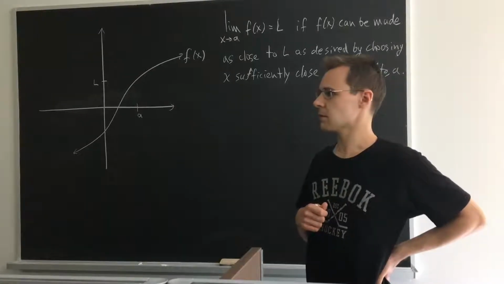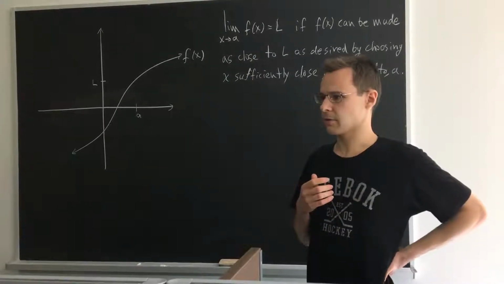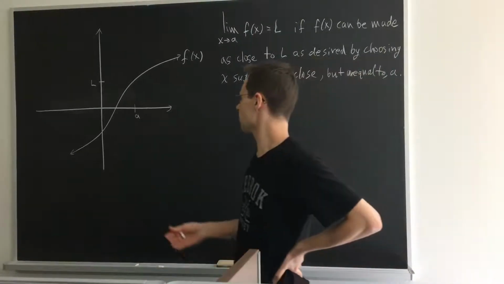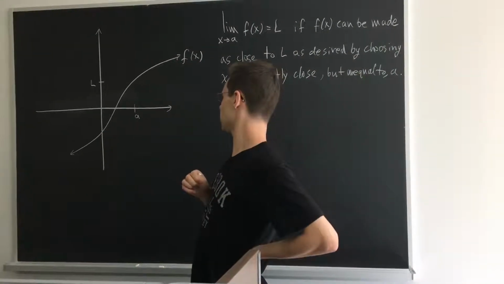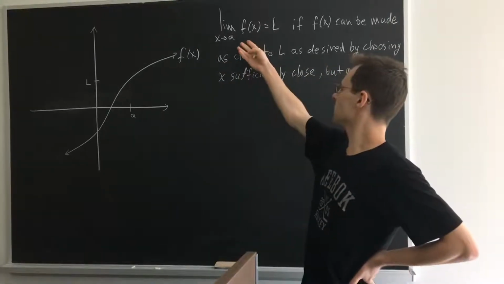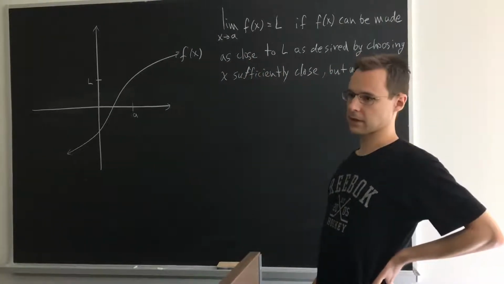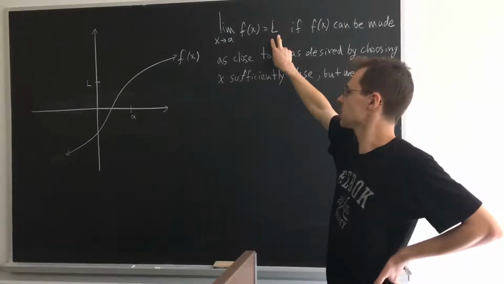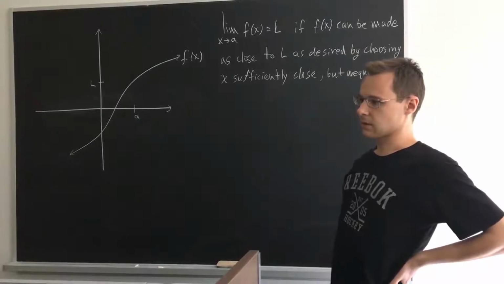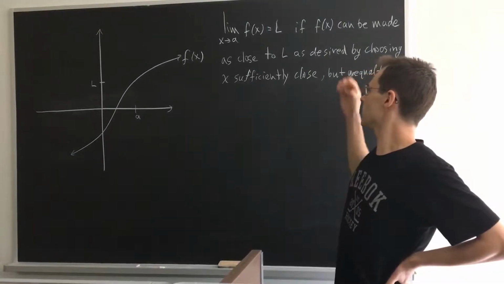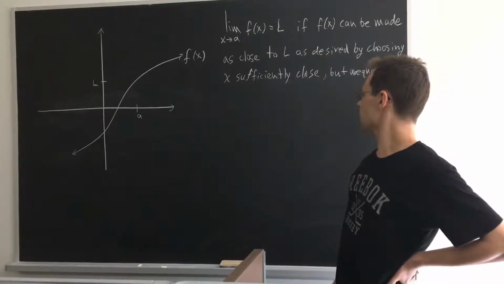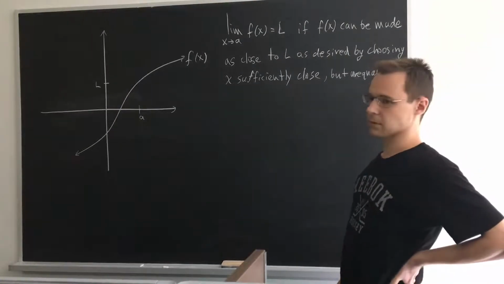So let's start with figuring out how the formal definition of limit even comes about. If you look at the blackboard here, we have a function f of x, and by definition, the limit as x approaches a of f of x equals L. What that means, in an informal sense, is that f of x, the value of the function at x, can be made as close to L as we want by choosing x sufficiently close to, but unequal to a.